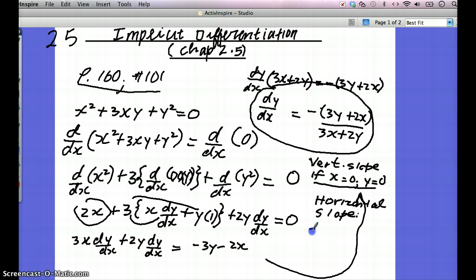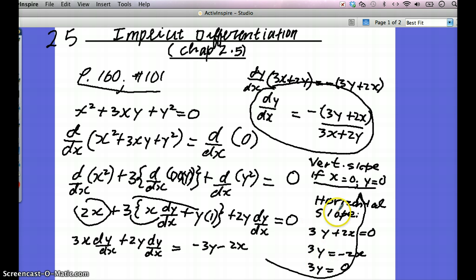Horizontal slope would occur if 3y plus 2x is 0. I imagine if we solve this by saying 3y equals negative 2x, if we put x equal to 0, then we get 3y equals 0. It looks like at the origin also we'd have our horizontal slope.